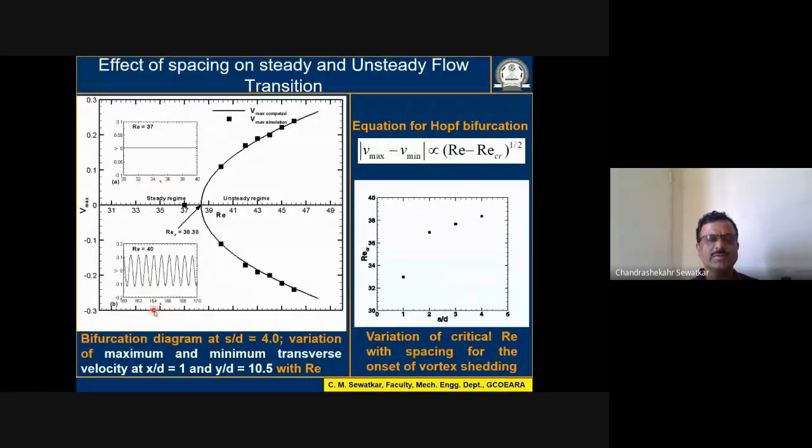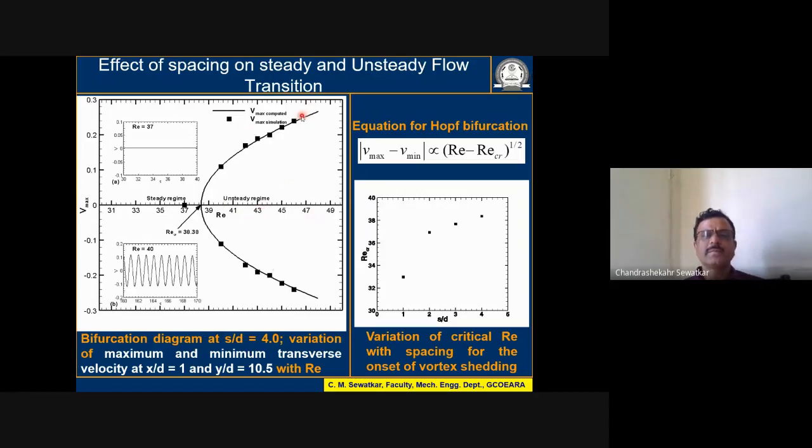On the x-axis, I have time here and here. This is for Re equal to 40, and this is for Re equal to 37. So at Re equal to 37 it is steady, but at Re equal to 40 it is unsteady. It means between 37 and 40 there is a critical Reynolds number at which the flow transits from steady to unsteady. So we did simulations at different Reynolds numbers, maybe 37, then in steps up to 39, then 40, 42, 45, and so on.